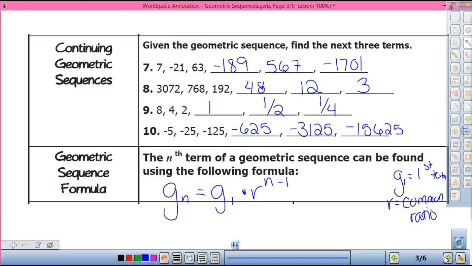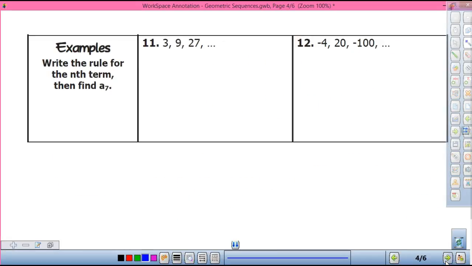That just means the term that you're looking for. So when we move on to this, they have an A here, it's a typo. So this G sub 7, when I say what's G sub 7, that's what we're looking for. Okay? So I'm going to break out the formula here. It's G sub n equals G sub 1 times the ratio to the n minus 1, right? All right, so what is my G sub 1?